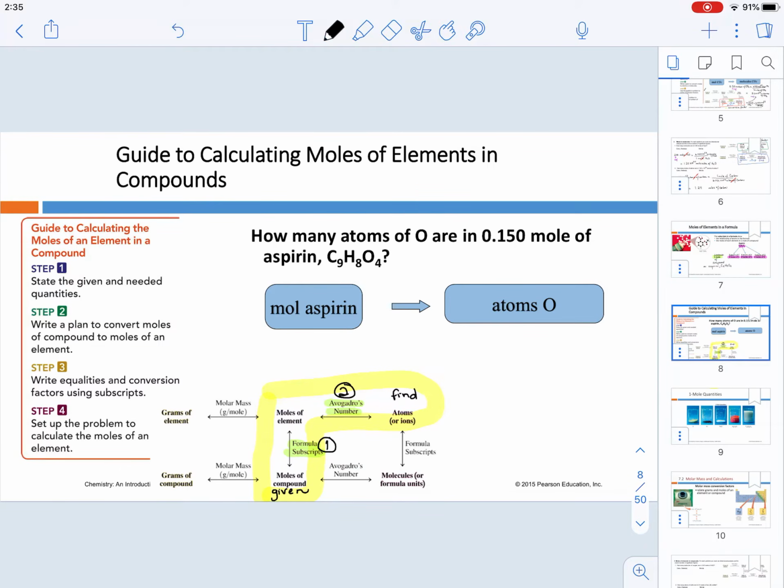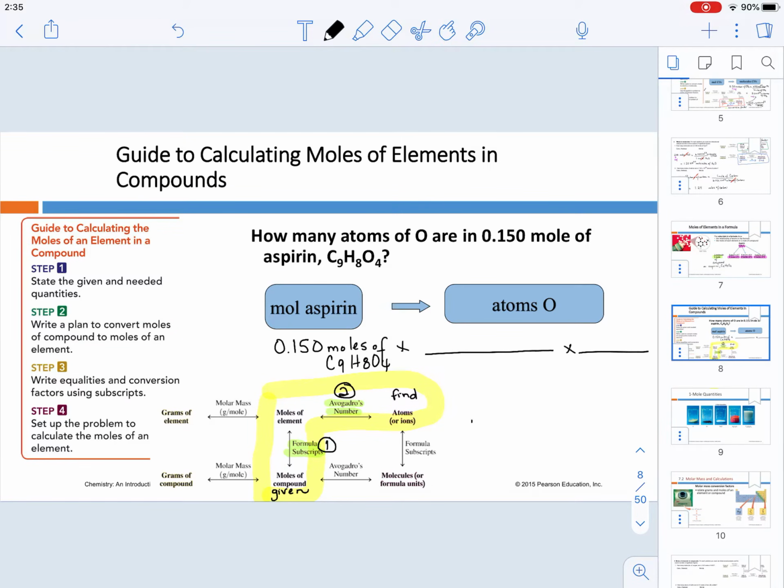Okay? So now that I know that I need those two conversion factors, I'm going to set up the problem. I'm going to write first the number that is given, which is 0.150 moles of aspirin, and remember aspirin is C9H8O4. And since I know that I need two conversion factors, I'm going to set up these two lines. Remember that those lines are just going to represent in a fraction form those conversion factors that I have.